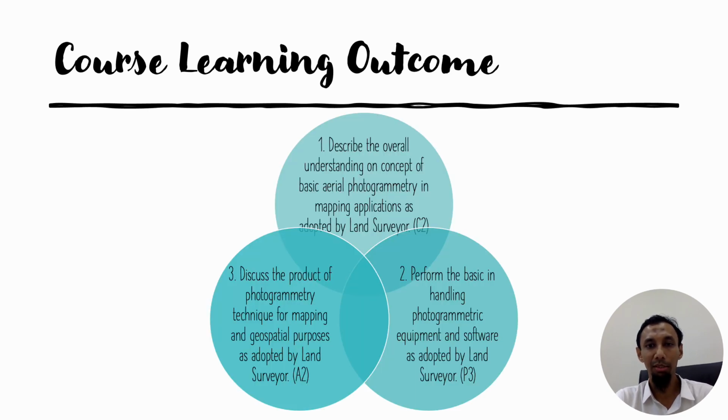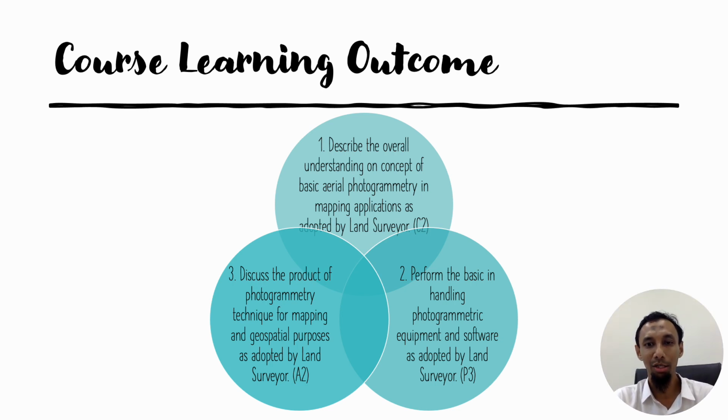Okay, course learning outcomes. The first one is to describe the overall understanding of the concept of basic photogrammetry in mapping applications as adopted by the land surveyor. Second, to perform basic handling of photogrammetric equipment and software adopted by the land surveyor. Third, to discuss the products of photogrammetry, the techniques for mapping and purposes as adopted by the land surveyor. This is what we call CLO, course learning outcome. That means at the end of this course, after you finish this semester, you should be able to describe the overall understanding of the concept of basic aerial photography.